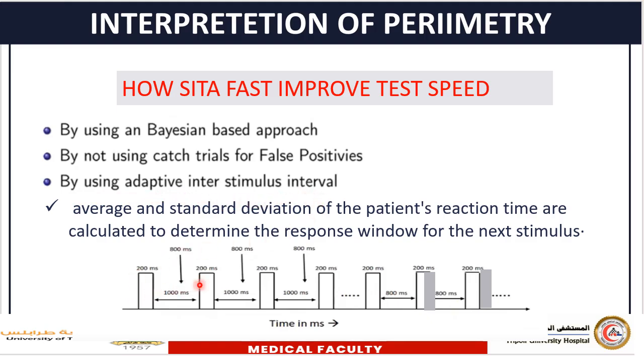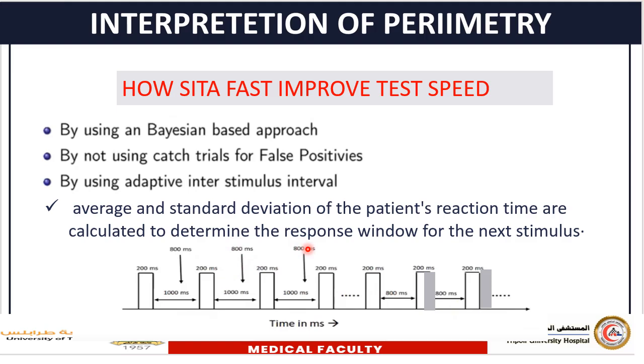Now, if we come to this chart, for example, this is the stimulus that we project to the patient of 200 millisecond duration, and then we wait for another 1000 milliseconds. Then another stimulus will come with duration 200 milliseconds. Then we will wait for another 1000, and so on. This is the machine, and this is the response of the patient. For example, the patient responds in the first 800 milliseconds. The second one also, after 800 milliseconds, gives the response, and the third like this.